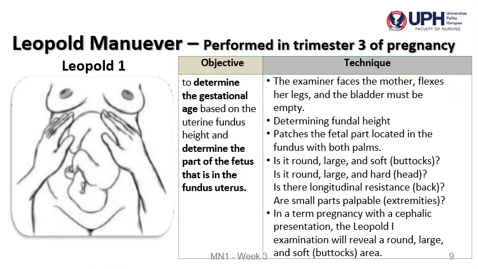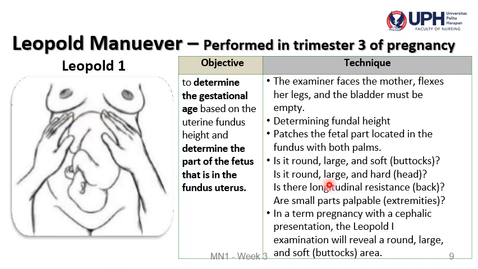Next one, we'll talk about the Leopold maneuver. So in Leopold maneuver, you have four steps. The first one is to determine the gestational age based on the uterine fundal height and determine the part of the fetus that is in the fundus of the uterus. So the examiner will face the mother and the mother will flex her leg, and then the bladder must be empty, and then you will try to locate the fundal height and then try to see what's the part of the baby that is there with both your palms.